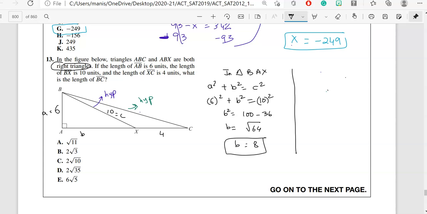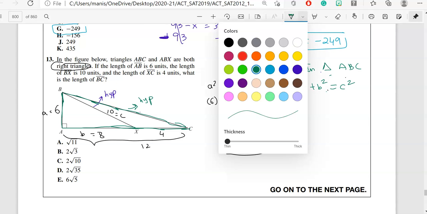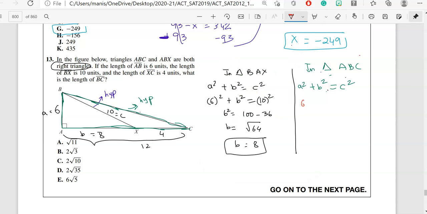So what I got from here is the value of B as 8, which tells me the whole length of AC is 12. Why am I doing this? The reason is that now I will be using this right triangle. You see the green one which I am trying to make? Here you go. I'm using this larger right triangle. So in this triangle, because I have to find BC, in triangle ABC, again I'm using my Pythagorean theorem, A squared plus B squared is equal to C squared. So let's substitute the values. A is still 6, but this time the value of B changes to 12.